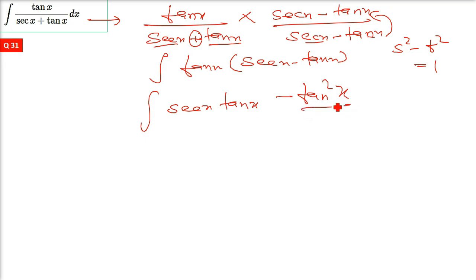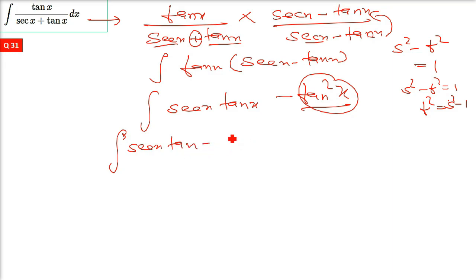We don't have any standard result for tan square x. We need to resolve it again. Sec x tan x has a standard result. Sec square minus tan square, as I told you, is equal to 1. So tan square x is equal to sec square x minus 1. Let us use it here. Sec x tan x remains like that. Minus, in place of tan square x, we write sec square x minus 1. So this is going to be sec x tan x minus sec square x plus 1.